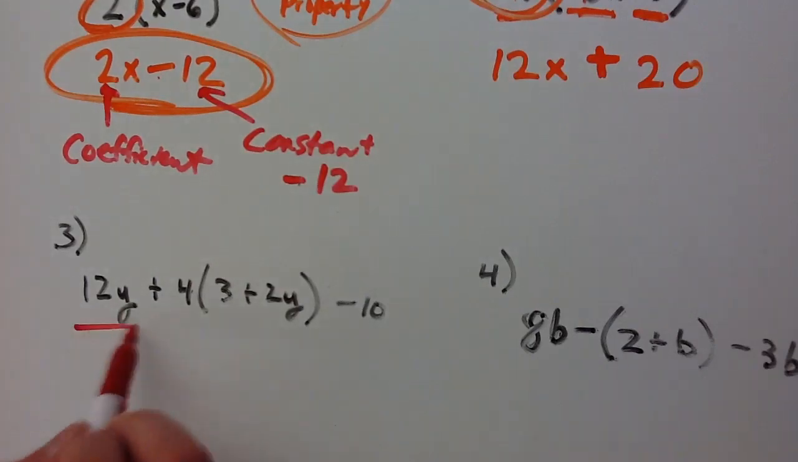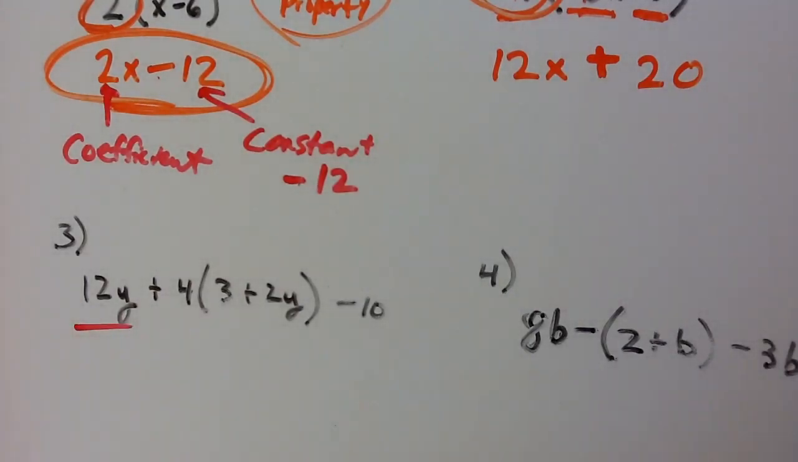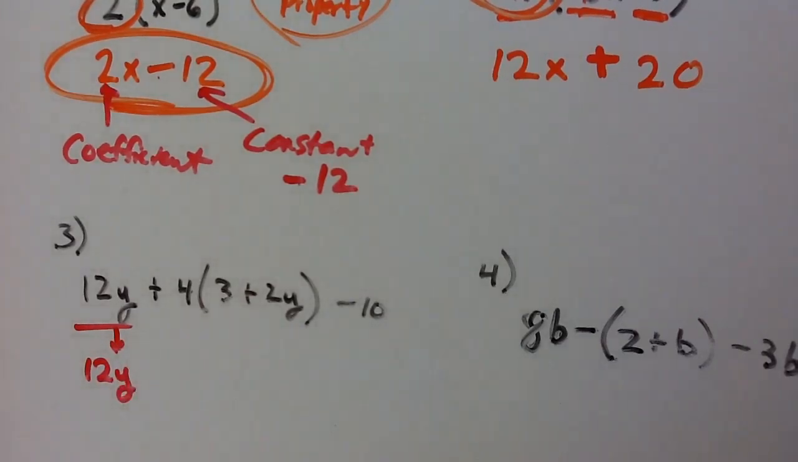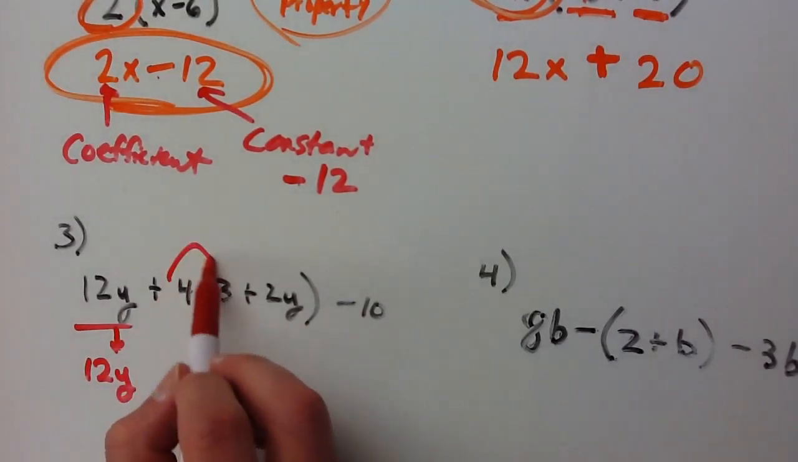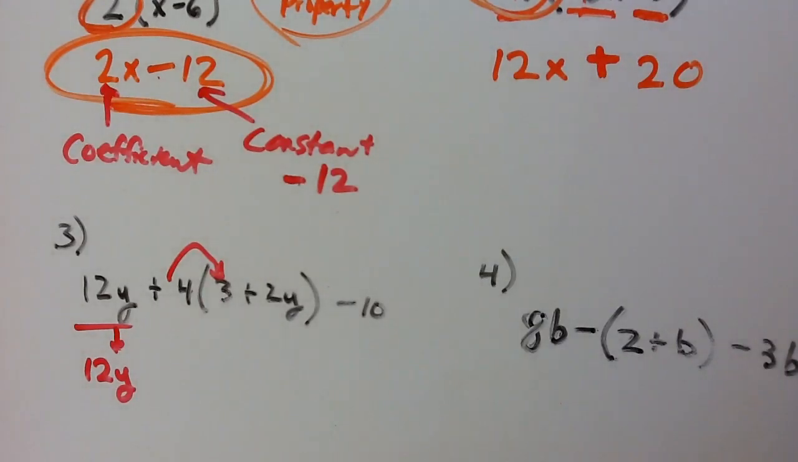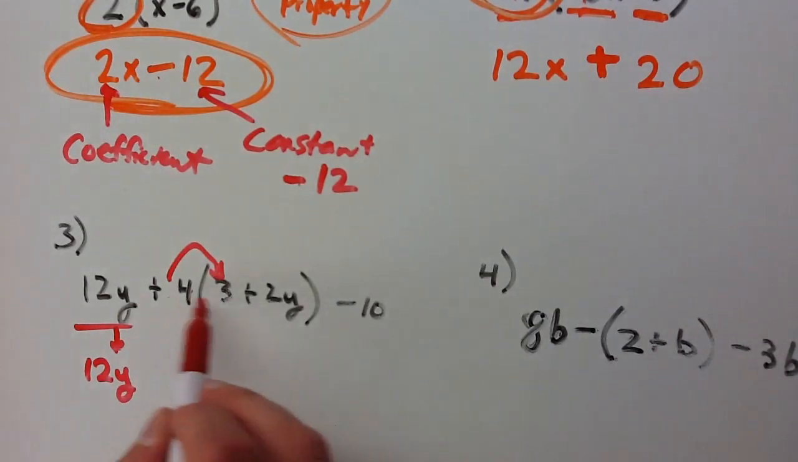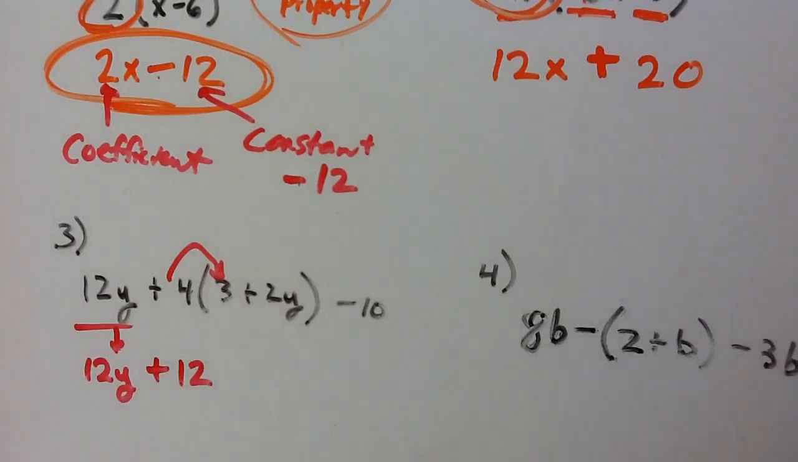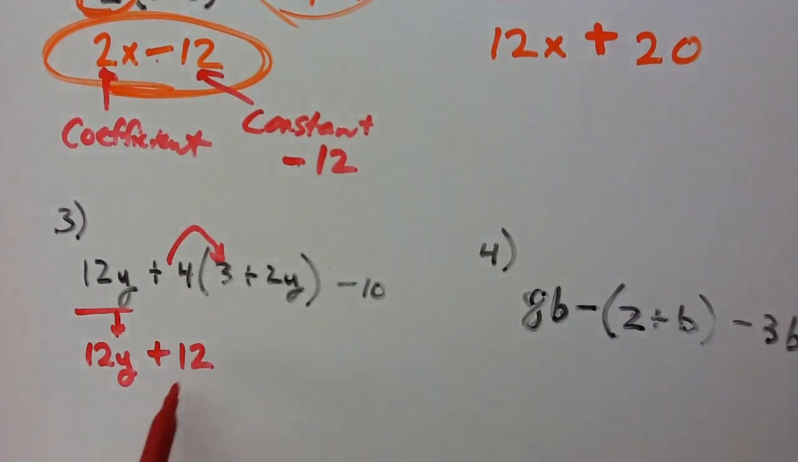Now, what do I do with this 12y term? Do I distribute it? No. I just bring it down. I bring it down here. So I'm just going to copy it down here. I'm going to distribute, show the rainbow from 4 to 3. That rainbow is understood to be multiplication. So 4 times 3, that is positive 12. That's why I put a plus sign there, because again, that plus sign is a positive sign. So 4 times 3 is positive 12.